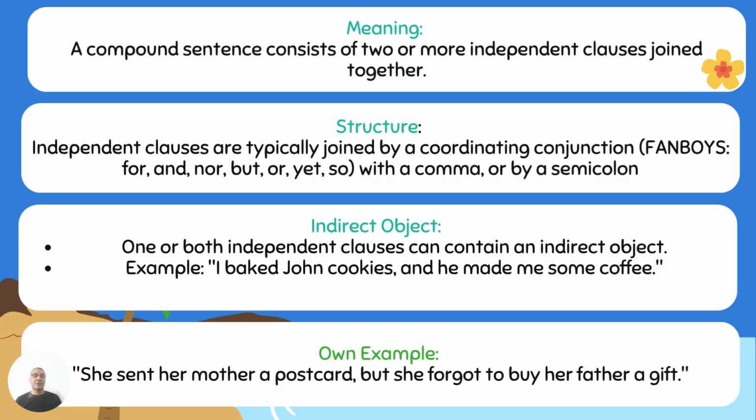Indirect object. One or both independent clauses can contain an indirect object. For example, I baked John cookies and he made me some coffee. Our example: she sent her mother a postcard, but she forgot to buy her father a gift.